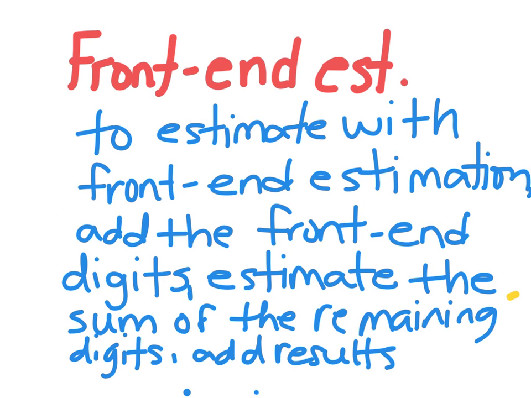So the first box, the vocabulary, is talking about front-end estimation. Here's the definition. It might not make sense, but I'll explain it at the end. To estimate with front-end estimation, add the front-end digits, estimate the sum of the remaining digits, and add the results up. Hopefully you can pull this up and get to this little lesson on front-end estimation. If you can't get to it, let me know and I will tell you the link, but hopefully it'll work for you.